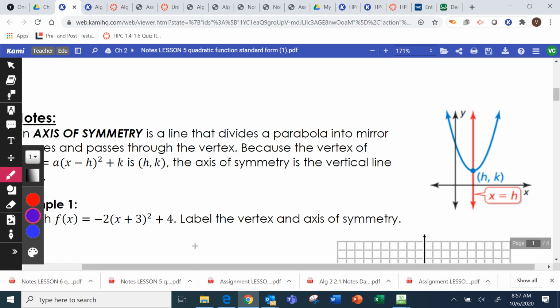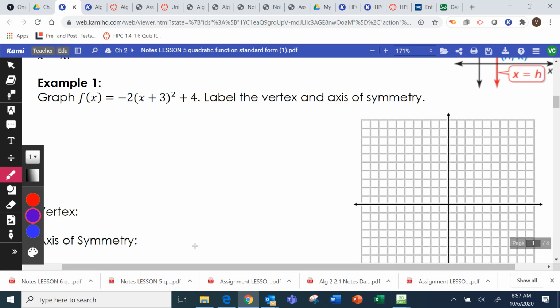And when we did that really long assignment with all those graphs and we wrote our axis of symmetry every single time, h is the exact same h as the x part of the vertex. They are exactly the same. So this equation is given to us in vertex form. We can see our transformations. We can find our vertex quickly. So we're going to label the vertex and the axis of symmetry, and we're going to graph.